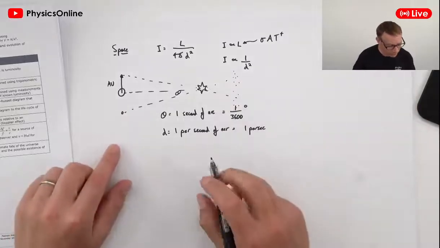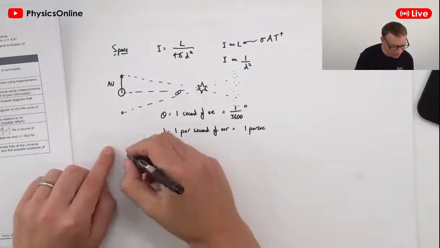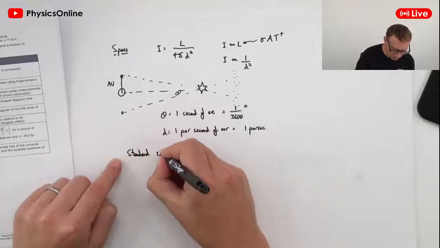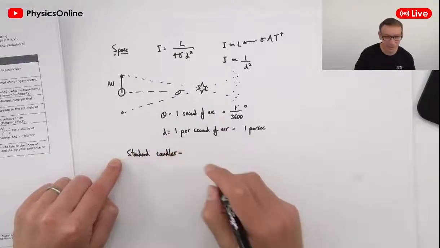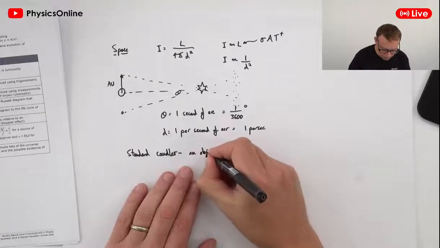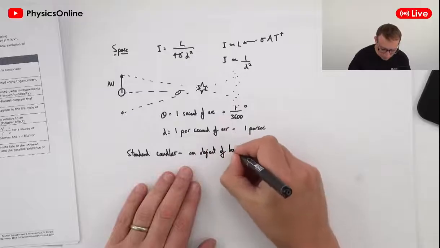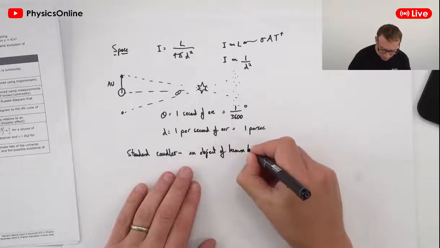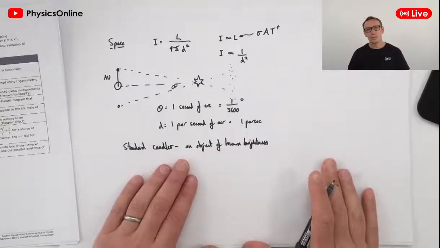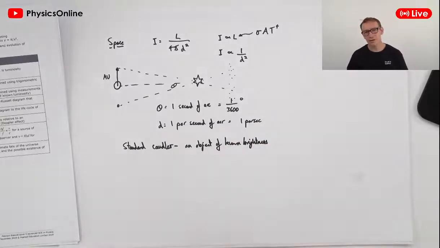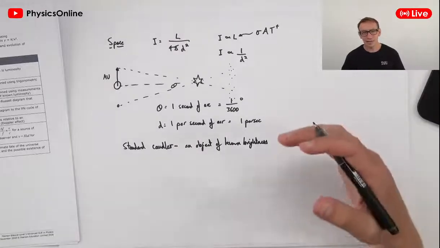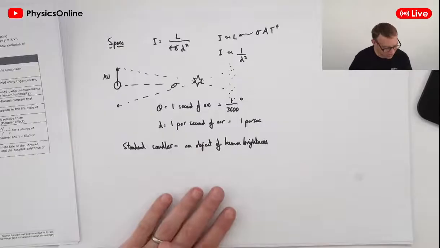Well, basically what we need to look at is standard candles. Now, a standard candle is an object of known brightness. Basically, what we can look at is how bright something appears to be, and if we know how bright it actually is, we can then work out the distance to that.